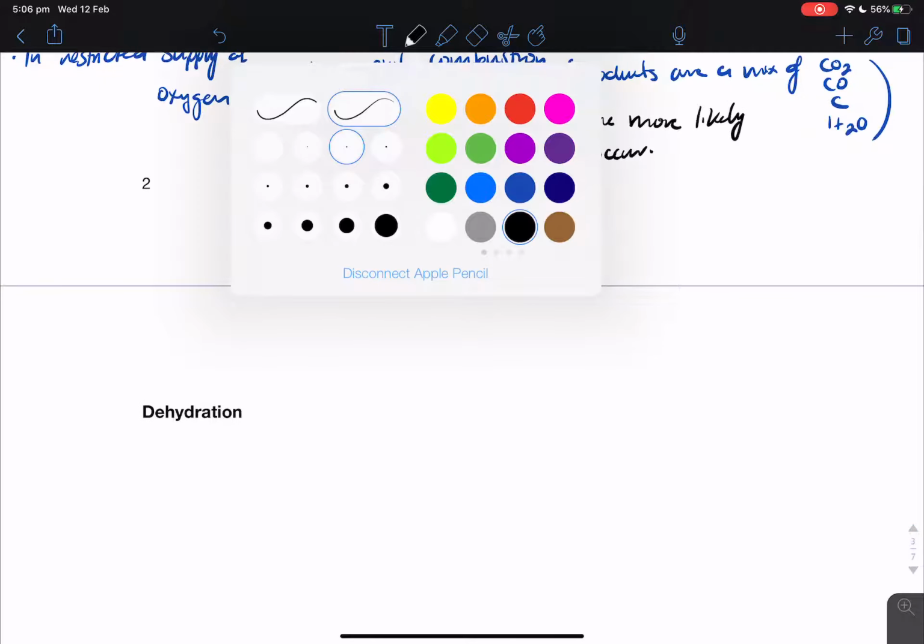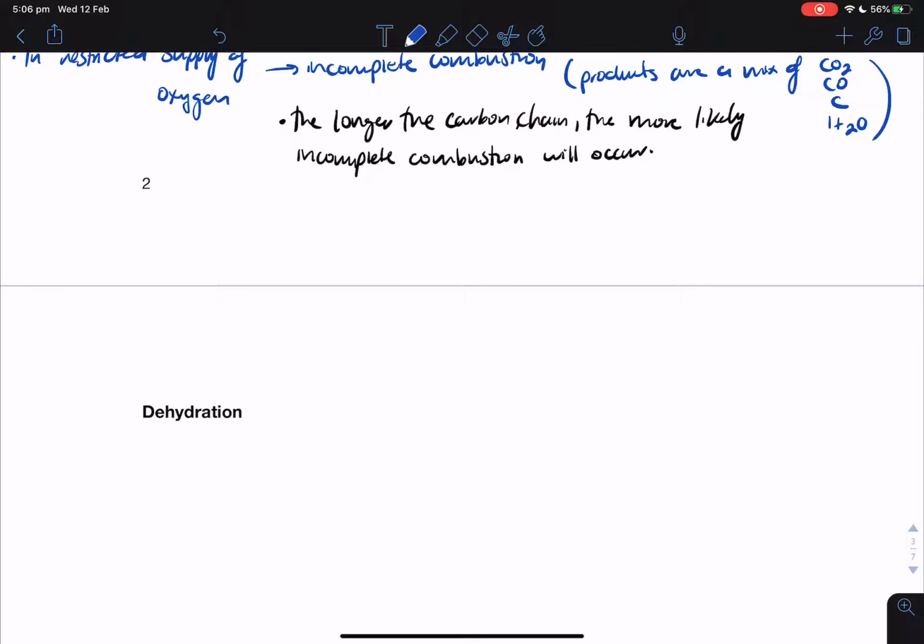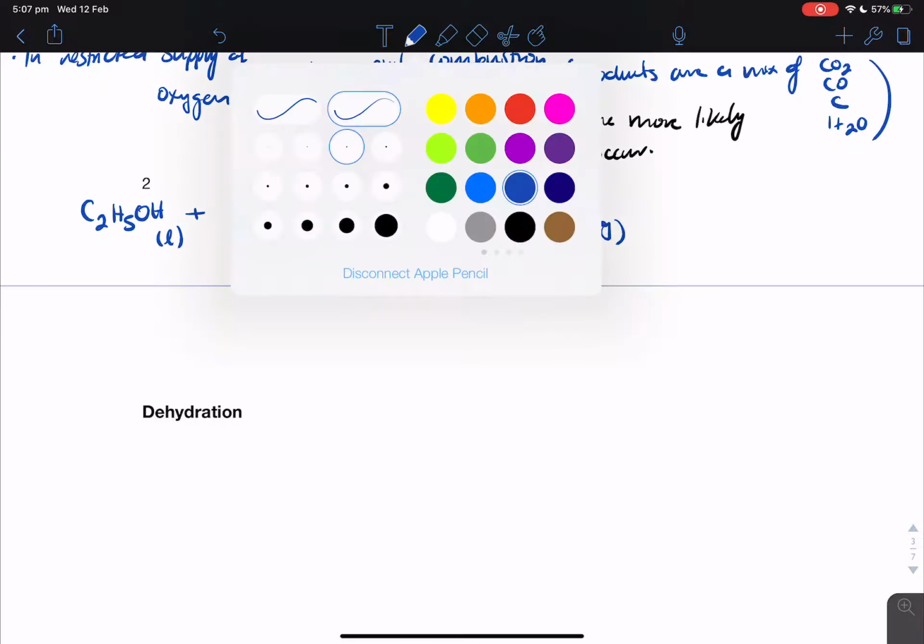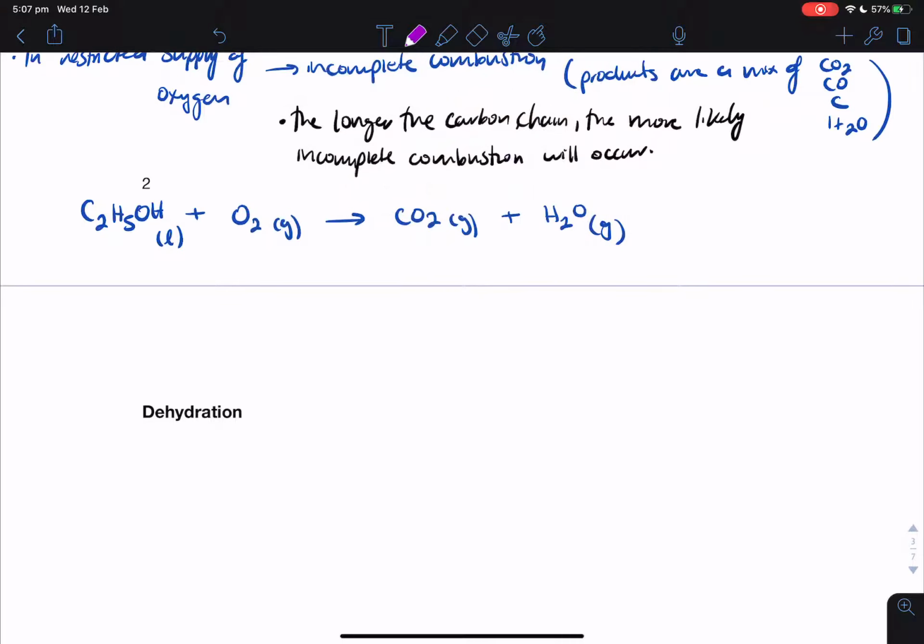Now, let's go through equations of a complete combustion and an incomplete combustion. So with a complete combustion, for example, let's go with ethanol. So ethanol is C2H5OH. So here we have ethanol, and we're burning it in oxygen. Actually, ethanol is a liquid, so we should have our states. And we're going to have carbon dioxide formed and water, since this is complete combustion. I'm going to go ahead and balance this really quickly. So we're going to have a 3, 2, and 3.